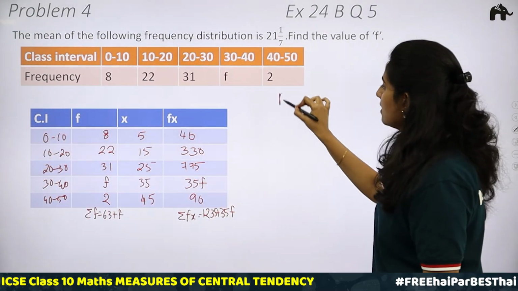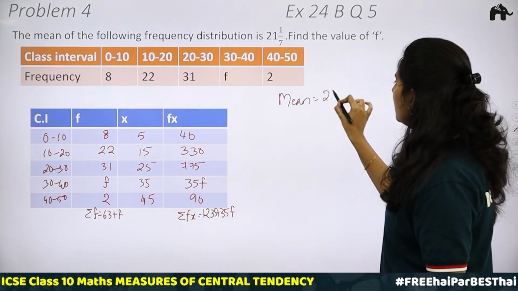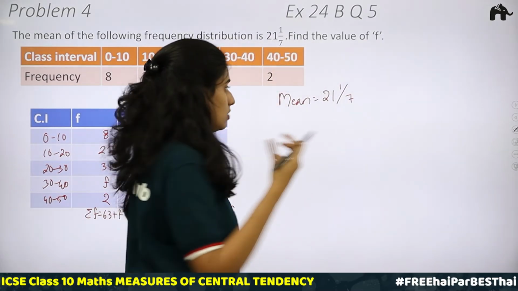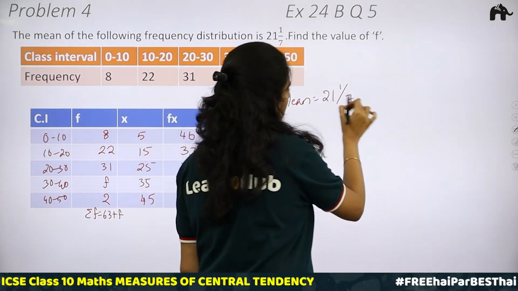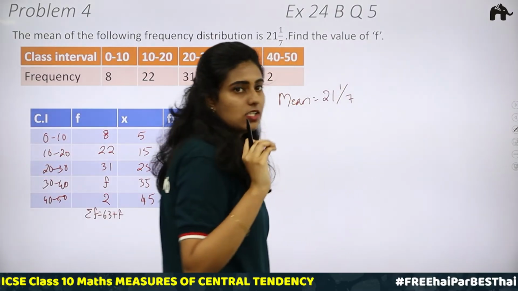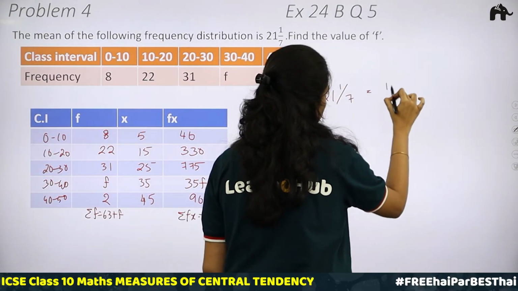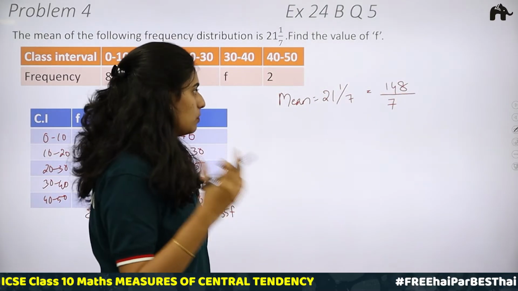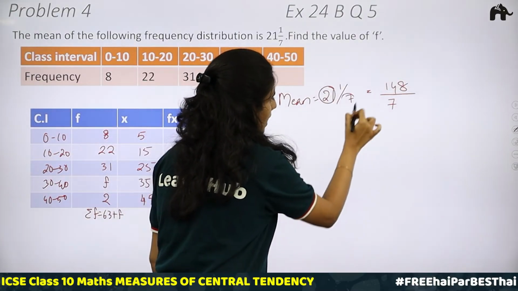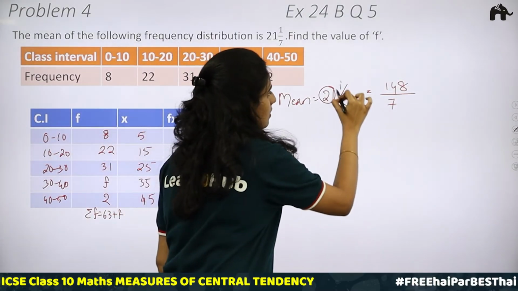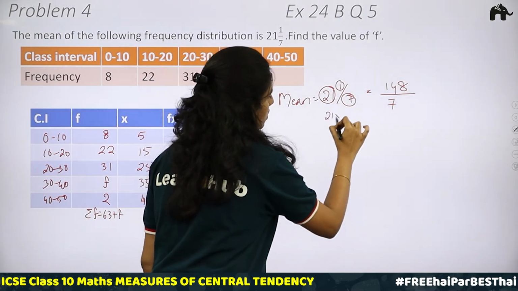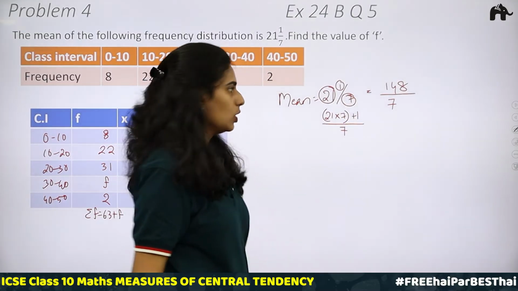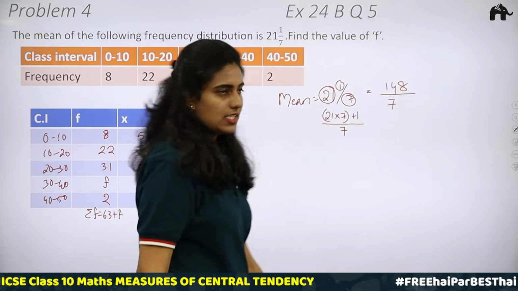Now what is given? Given that mean is equal to 21 1 by 7. When converted from a mixed fraction to an improper fraction, 21 into 7 you will be getting 147, 147 plus 1 is 148, 148 divided by 7. This is how you convert a mixed fraction into an improper fraction. Multiply this and add this 1. 21 into 7 plus 1, divided by the denominator, which will be the same, that is 7. You will be getting 148 divided by 7.